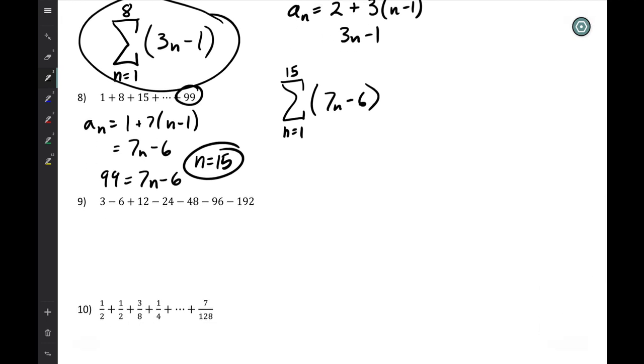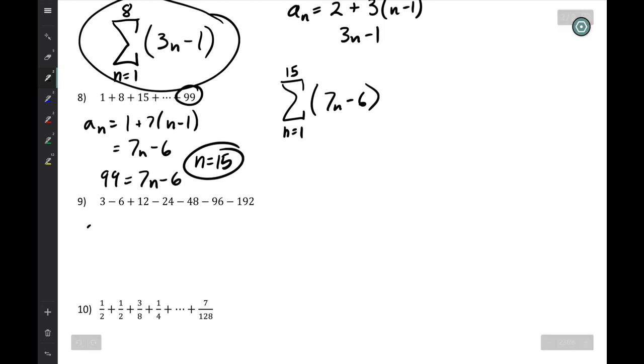This one looks a little bit wacky, but I think we can put it together. Let's see what we're multiplying by each time. To go from 3 to negative 6, I'm going to multiply by negative 2. To go from negative 6 to 12, I'm going to multiply by negative 2. Okay, so this is geometric.